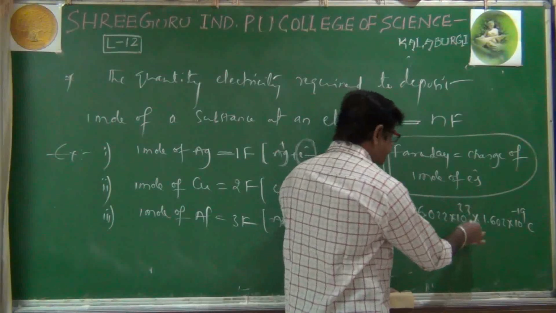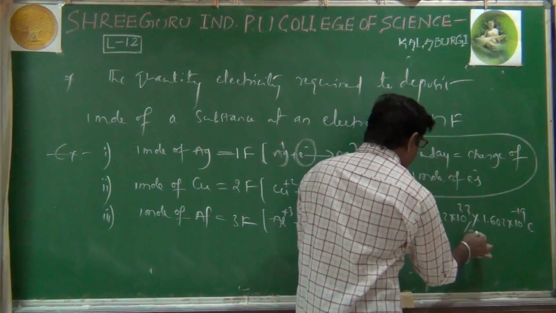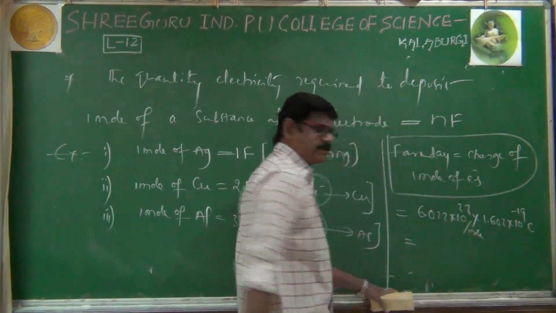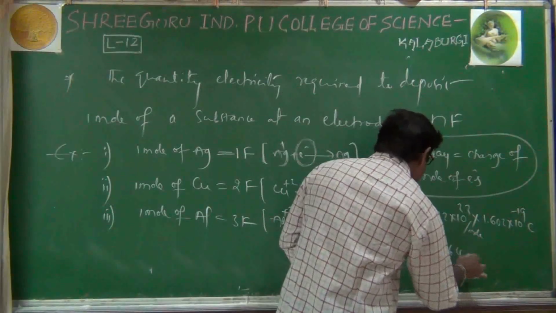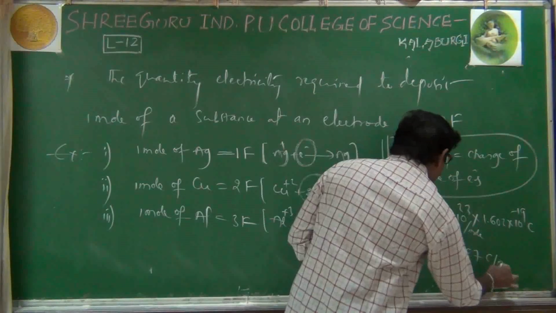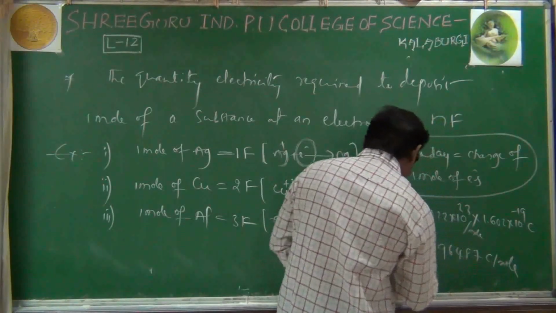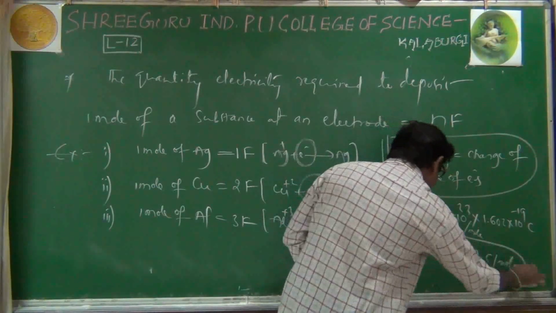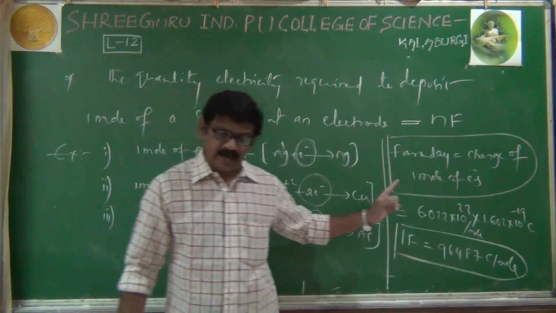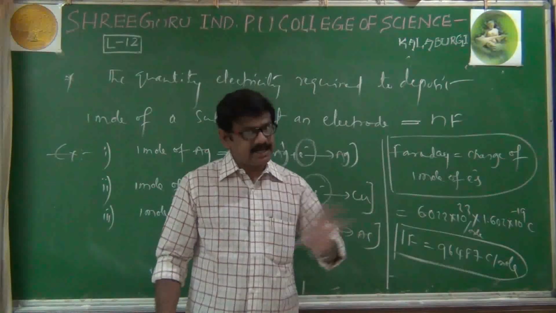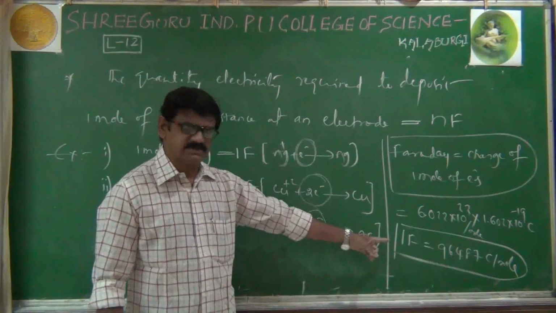6.022 into 10 to the power of 23 per mole, we can write per mole. Therefore, if you multiply both the values, we will get nearly 96,487 coulomb per mole. This is only the 1 Faraday value. That's why in Faraday's first law derivation, at one place we have used this one.